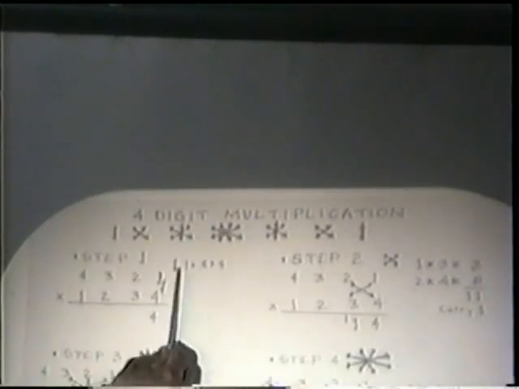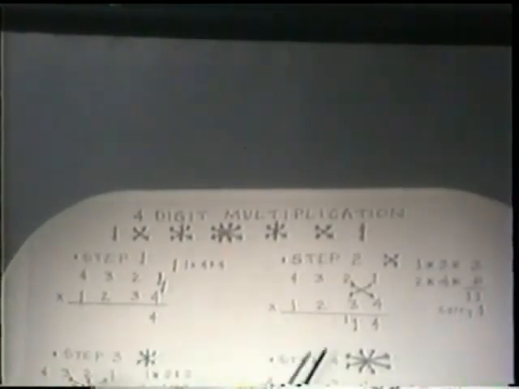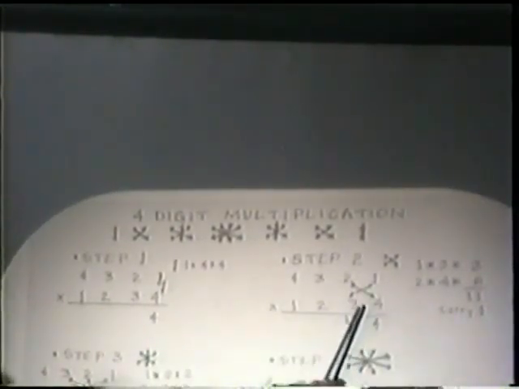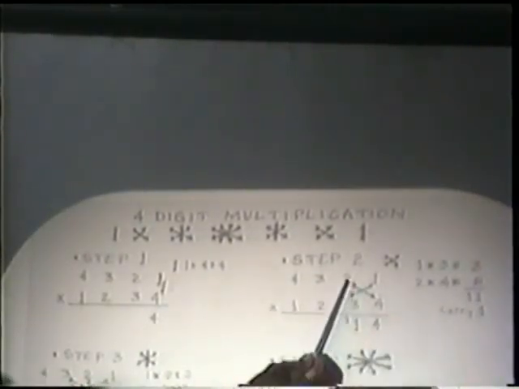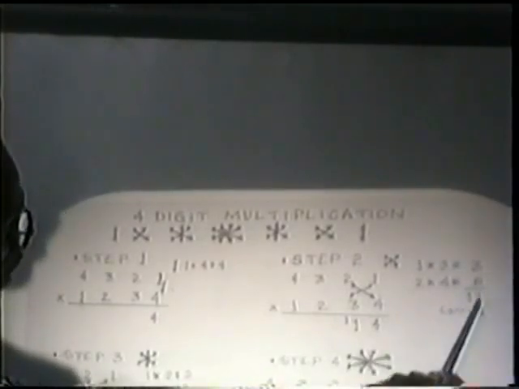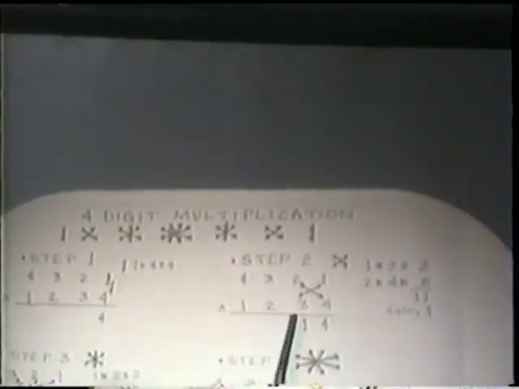Okay, our first step. Vertical multiplication. 4 times 1 is 4. Second step, cross multiply. 1 times 3 is 3. 2 times 4 is 8. Add them together, you get 11, and carry the 1.